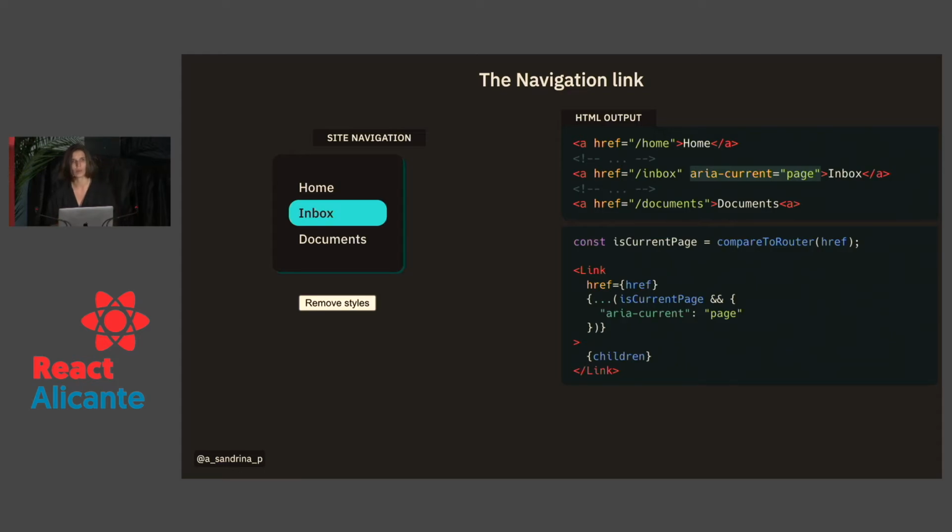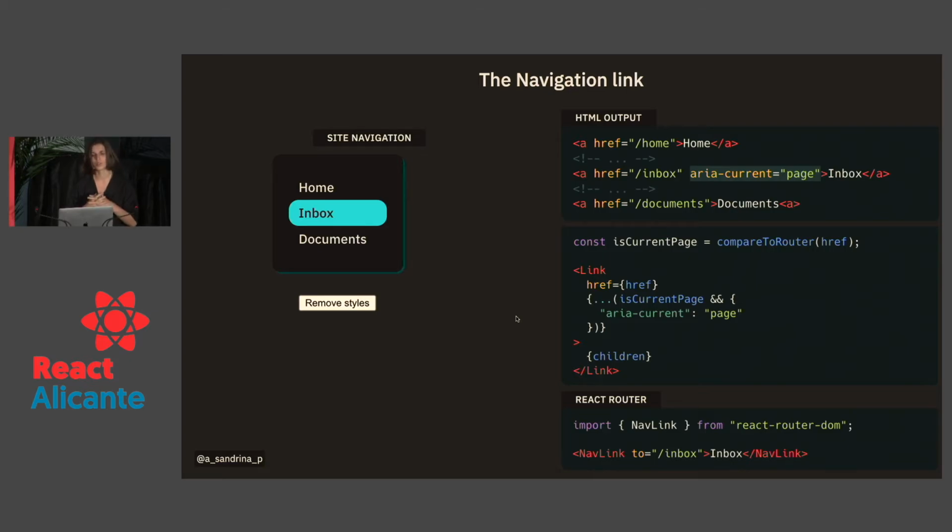And if it's a match, you add the aria-current. If you use React Router, it comes out of the box with a NavLink component. So please remember to use it as well when you are dealing with navigation, because this component has the aria-current behind the scenes for us.